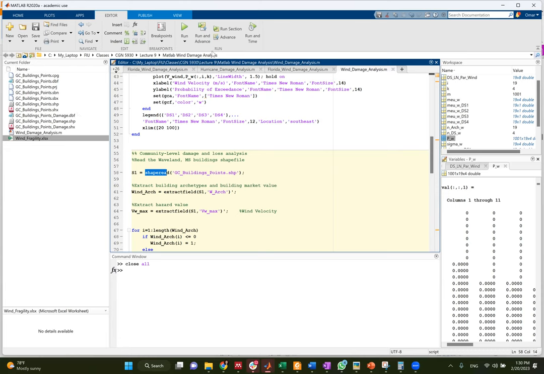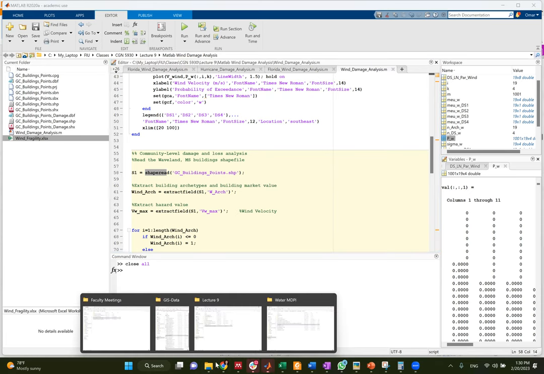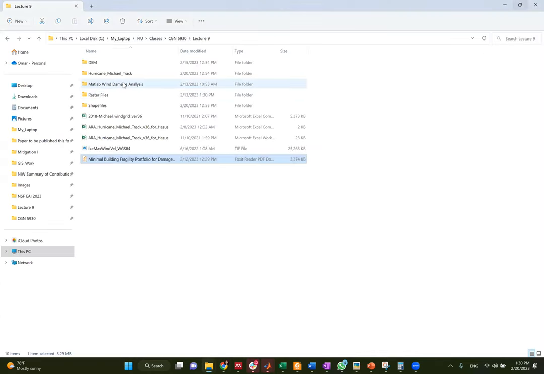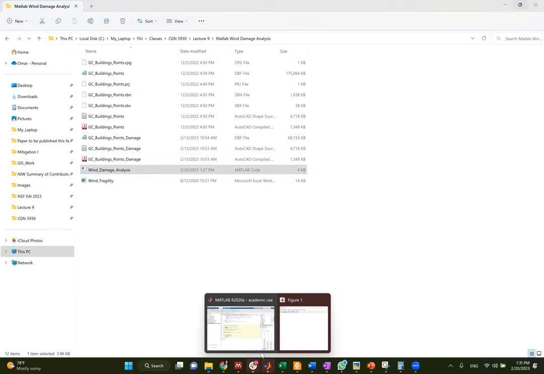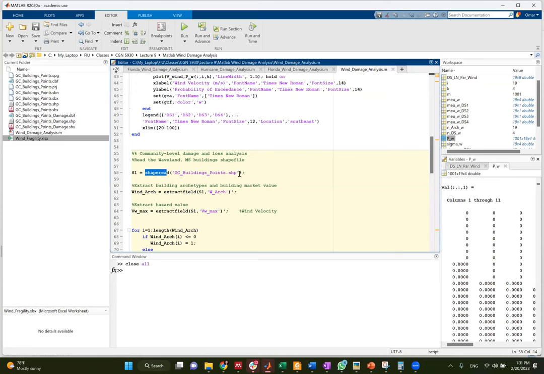Okay, I have all of them here. Let me open them. I have the MATLAB wind damage analysis folder and I put all the data here. Here's my MATLAB file, these are the buildings for Galveston, and here are the wind fragility parameters. All of them are in the same folder. Then I go back to MATLAB and read this shape file.